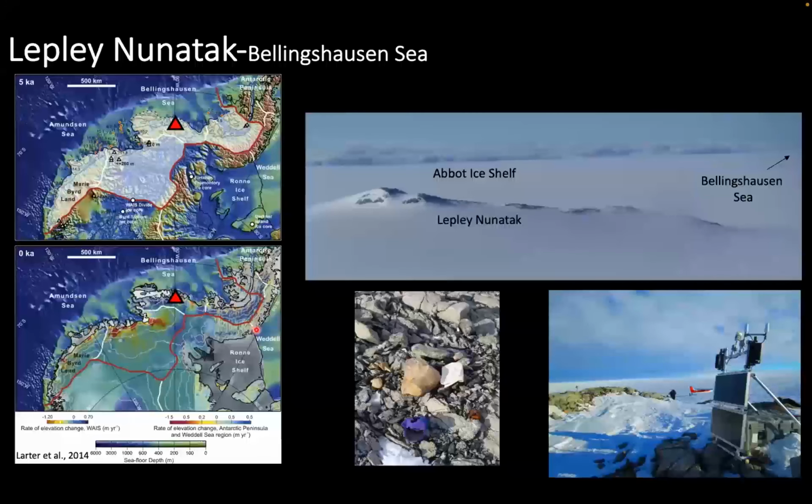Now, we'll contrast that with a really far-flung area out at Lepley Nunatak. In this place, there's not a lot of rock sticking up. No work has been done, so it's essentially unconstrained. And we've got a pretty good guess from the RAISE consortium in 2014, showing lingering ice still hanging around at about 5,000 years.